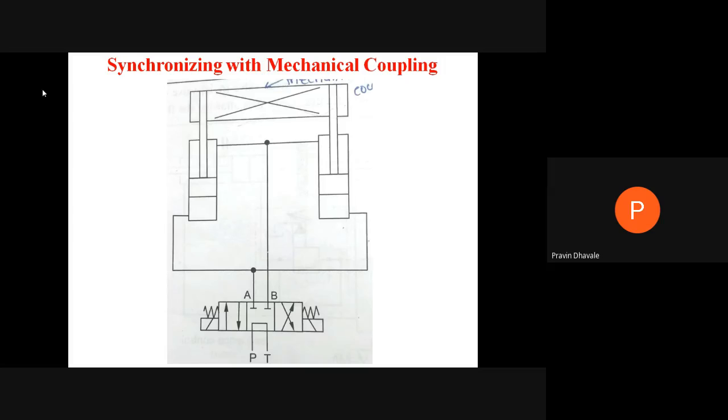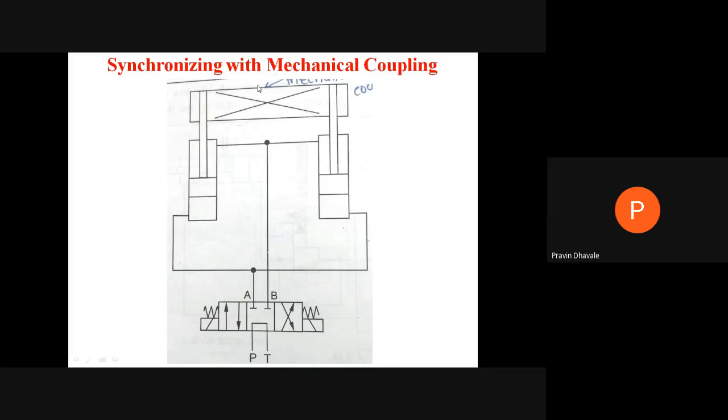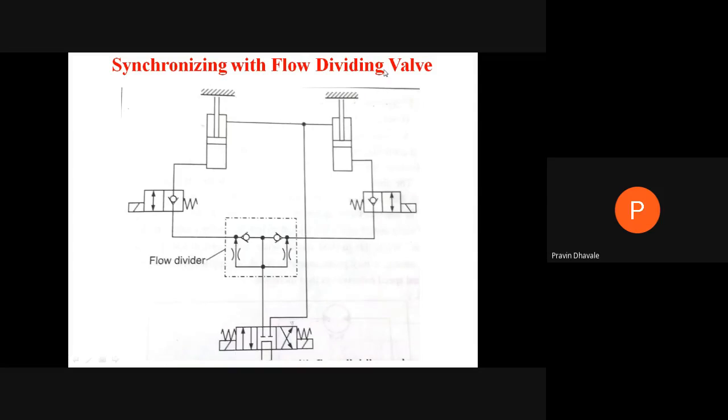Now, there is another method by which we can carry out synchronization, by using a flow dividing valve. In the previous slide, we used a mechanical coupling. This is the mechanical coupling. Now, the flow dividing valve. This was the flow dividing valve. It consists of this fixed flow control valve.